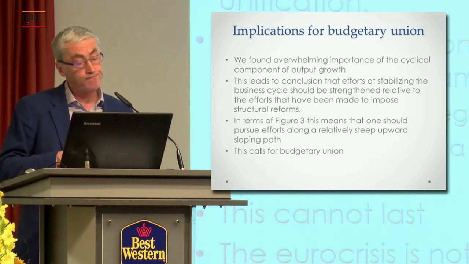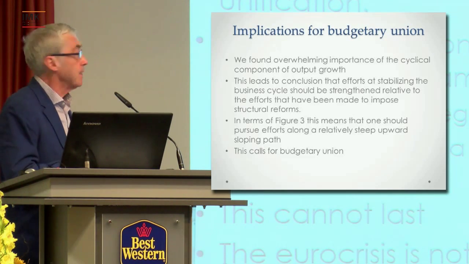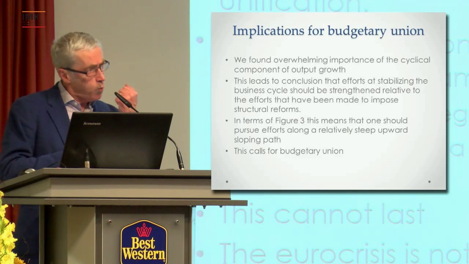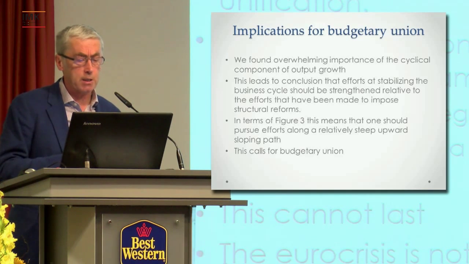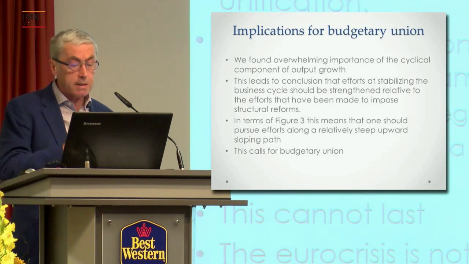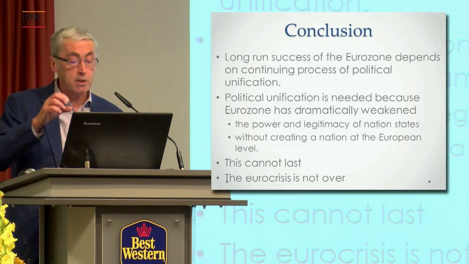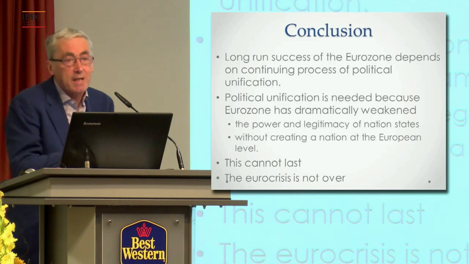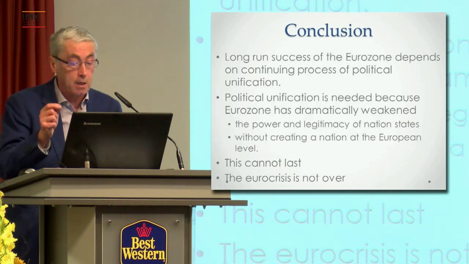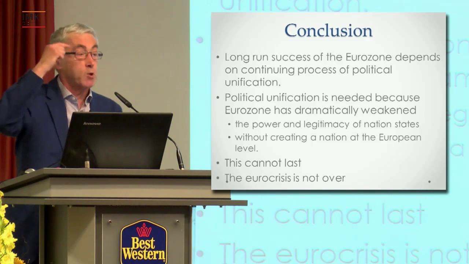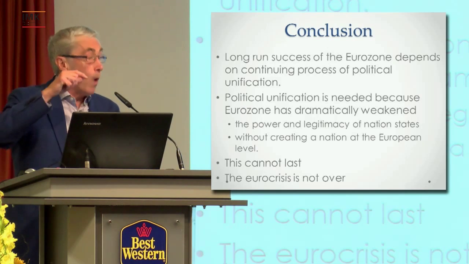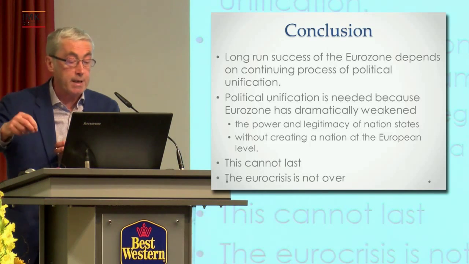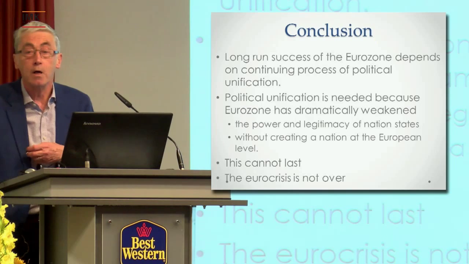So let me conclude. The long-run success of the Eurozone, I think, depends on a continuing process of political unification. And if there's one reason why we need political unification, it's because the Eurozone has dramatically weakened the power and the legitimacy of nation-states, right? I've argued that this has been one of the structural changes. It has reduced the power and the legitimacy of nation-states that cannot do what they were supposed to do in a monetary union. And while we have reduced the power and the legitimacy of nation-states, we have failed to create a nation at the European level that takes over these responsibilities.